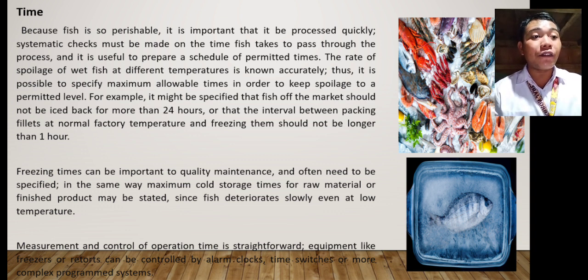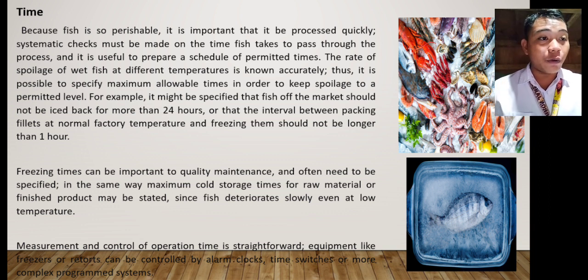Systematic checks must be made on the time fish takes to pass through the process, and it is useful to prepare a schedule of permitted times. The rate of spoilage of wet fish at different temperatures is known accurately. Thus, it is possible to specify maximum allowable times in order to keep spoilage to a permitted level. For example, it might be specified that fish at the market should not be iced for more than 24 hours, or that the interval between packing fillets at normal factory temperature and freezing them should not be longer than 1 hour.